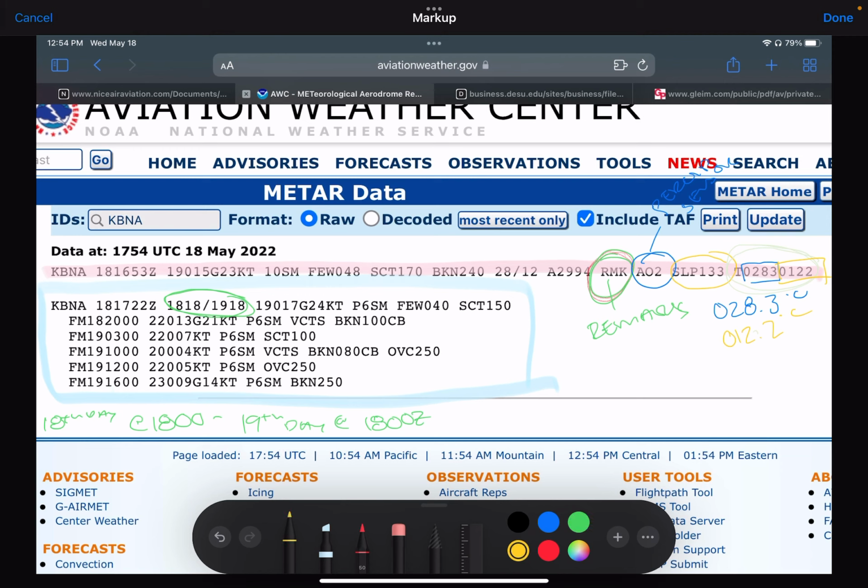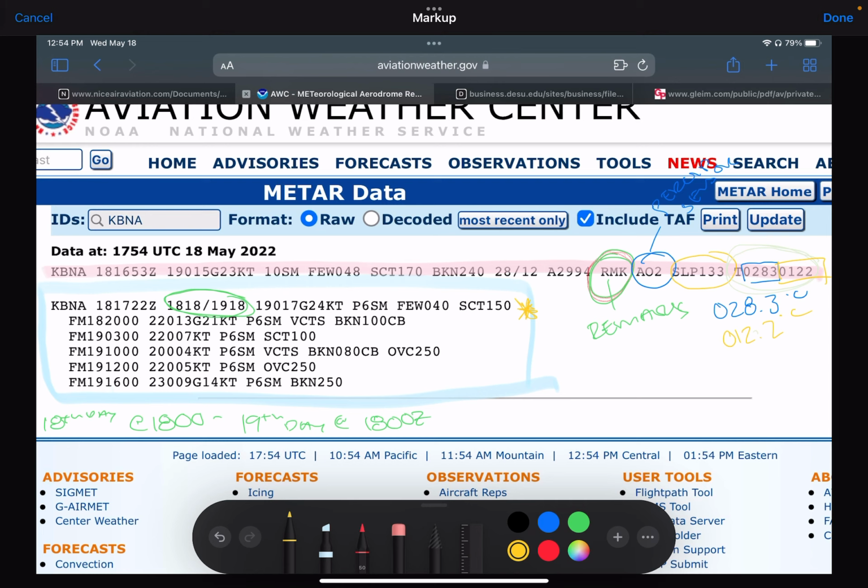And then the next part, just like the METAR, it's our winds. So we're at 190 at 17, gusting 24 knots. And this right now is the part of the TAF that's active, because this is the time frame that we're in right now.